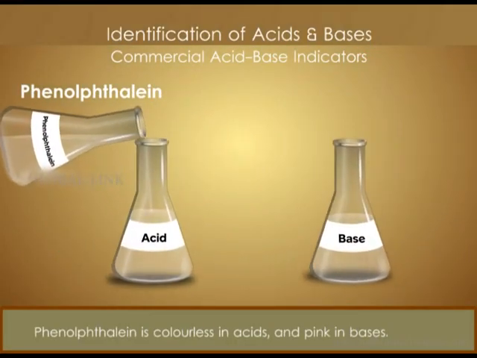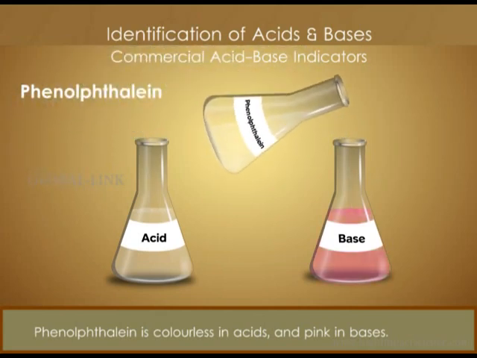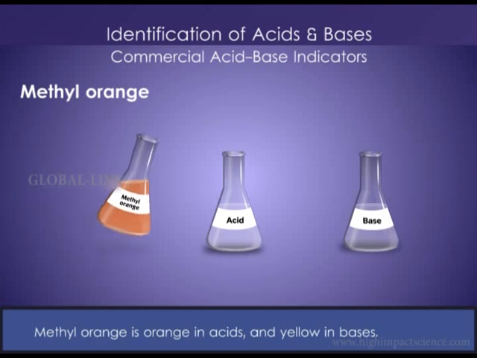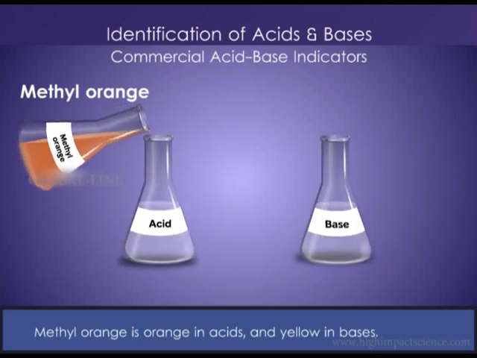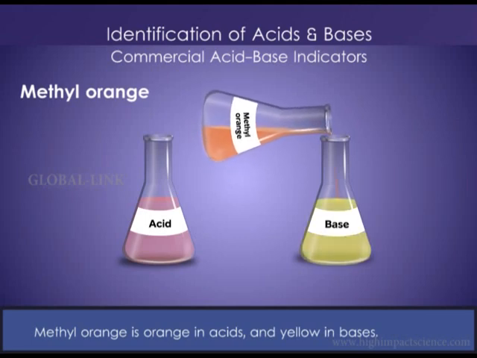Phenolphthalein is colorless in acid, while in base, it turns pink. Methyl orange gives an orange color in an acid, and in a base, it gives a yellow color.